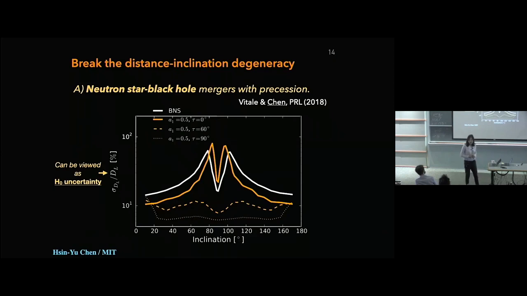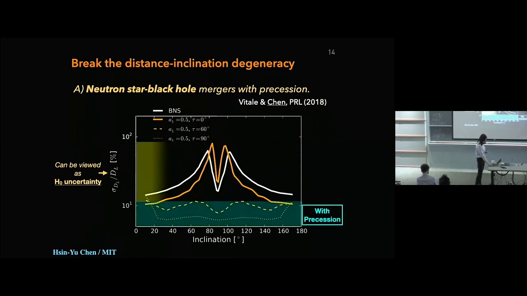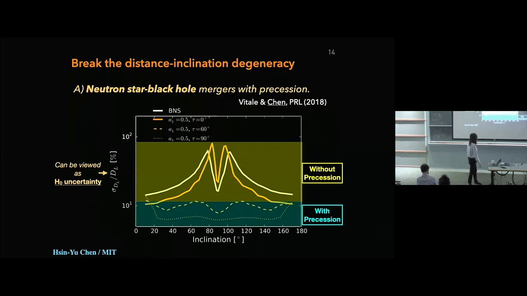how well can we measure the distance for a system with and without precession? And here's a comparison. As you can see, for the system with precession, you are expecting at least a factor of few improvement in your distance measurement. And that factor of few, you can directly view as an improvement in your H-naught uncertainty for each individual event. So even if this type of system, neutron star-black hole mergers with precession and an EM counterpart, don't happen that often, each individual one can give you a very good measurement of the Hubble constant. So each of them, you can view as a golden event.